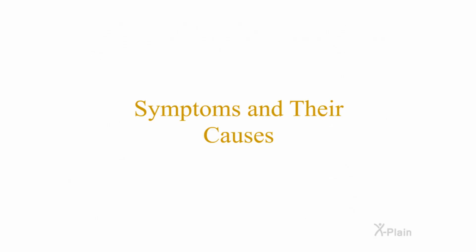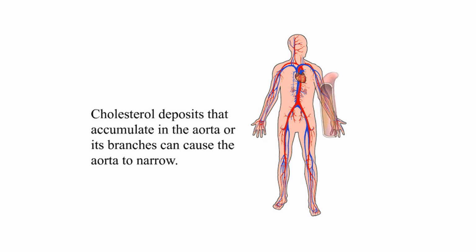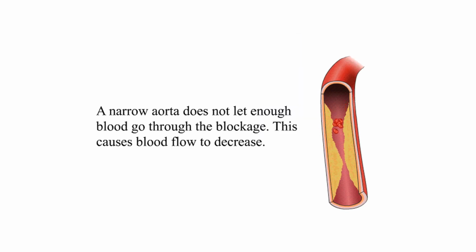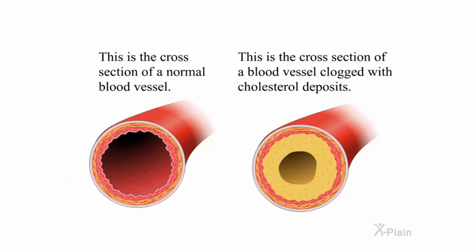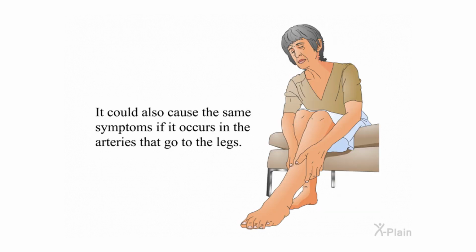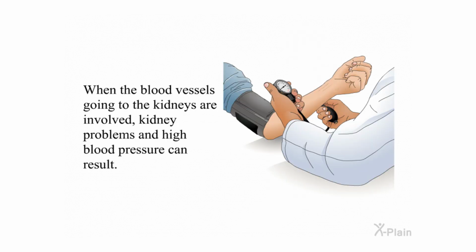Symptoms and their causes. Cholesterol deposits that accumulate in the aorta or its branches can cause the aorta to narrow. A narrow aorta does not let enough blood go through the blockage. This causes blood flow to decrease. This is the cross-section of a normal blood vessel. This is the cross-section of a blood vessel clogged with cholesterol deposits. This decrease in blood flow could cause severe arm pain and possibly weakness if it occurs in arteries that go to the arms. It could also cause the same symptoms if it occurs in the arteries that go to the legs. When the blood vessels going to the kidneys are involved, kidney problems and high blood pressure can result.